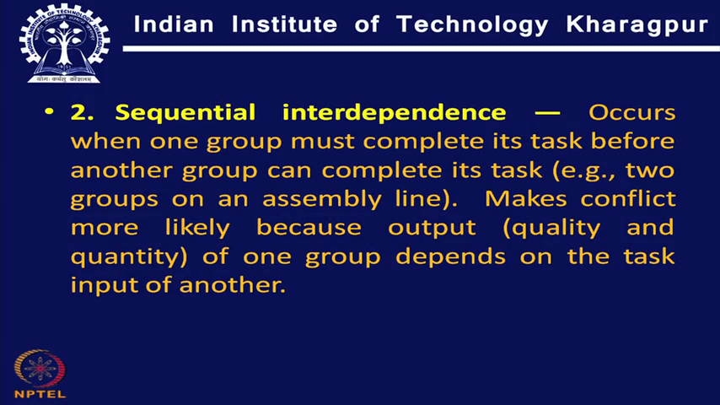But when we do not understand that, and we make unnecessary delays, or the finished good is not of good quality, then these conflicts become very inevitable. The conflict due to sequential interdependence.